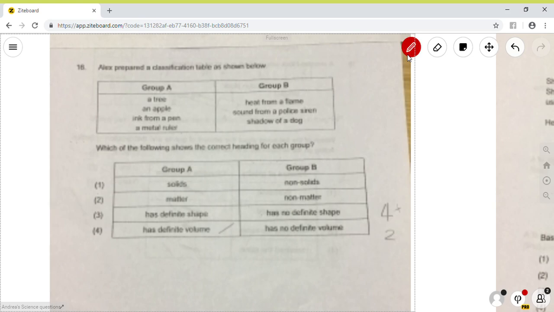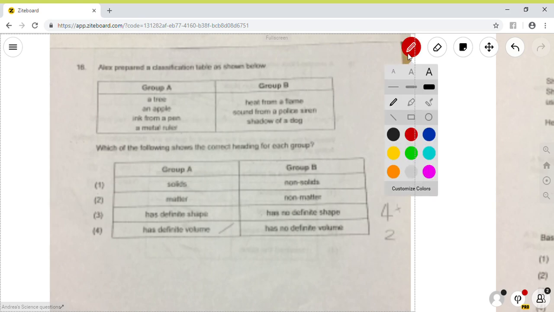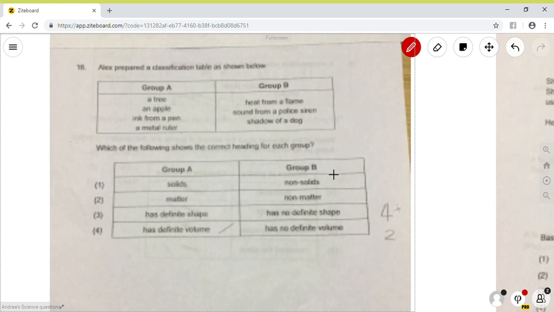Okay, this particular question is very subjective. From the first part, you can see that actually there are two options, 4 and 2. They both look okay, right? These are all matter. So what's matter? Solid, liquid, and gas. All matter is solid, liquid, and gas. And this one is non-matter because it's heat, sound, shadow.